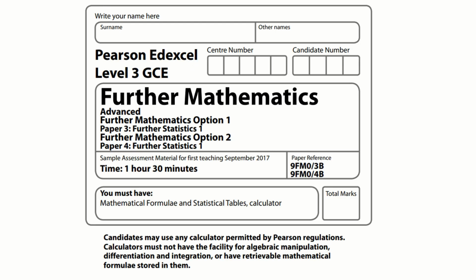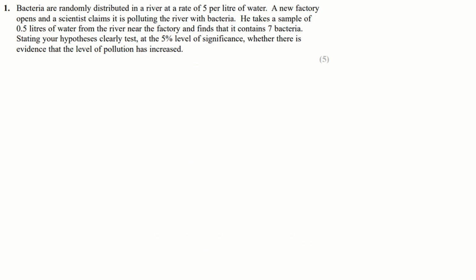This is further statistics one sample paper. Let's just do it. So this is clearly a Poisson distribution because you've got an amount per time or per something. I'm going to split this into 2.5 per half litre just because that's what the sample is doing as well. So X2 is Poisson with lambda 2.5.